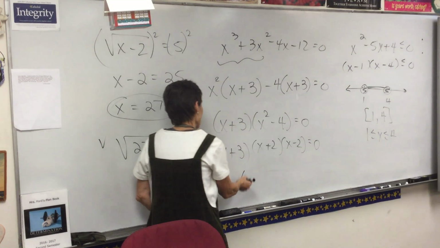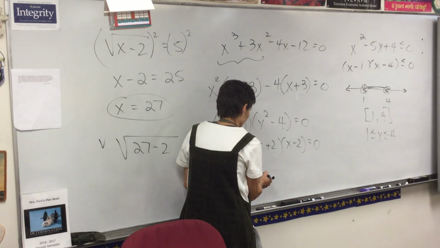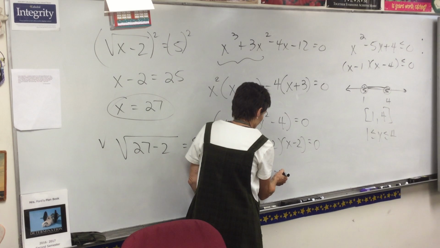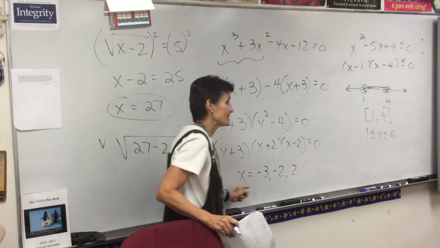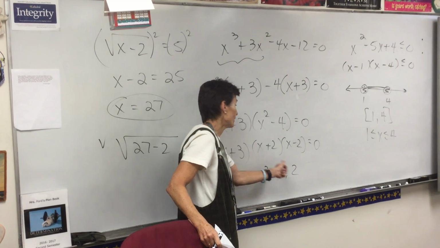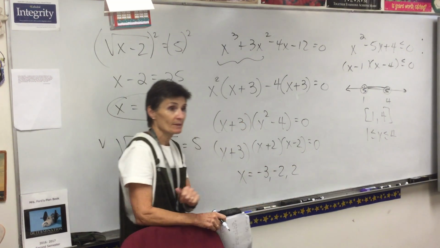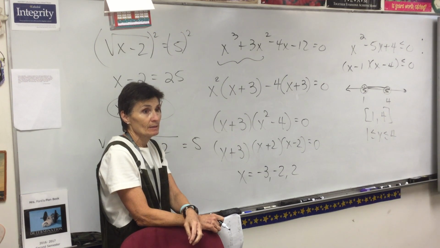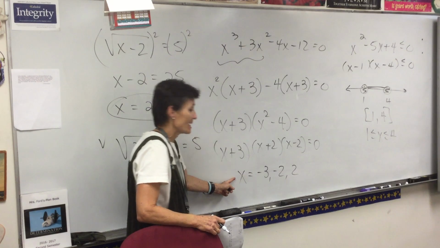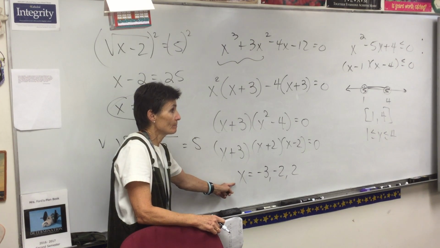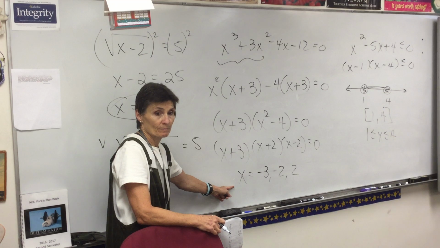So, Kayla, what are my answers? So, the answers are x equals -3, -2, +2, right? That's what goes in the answer blank. These are the factors, but they give me the answers then, the zeros, the solutions.